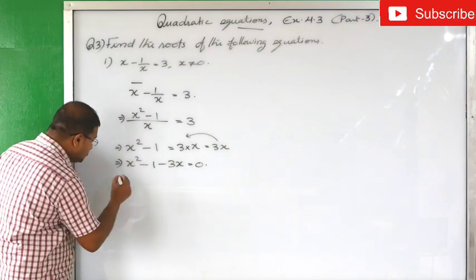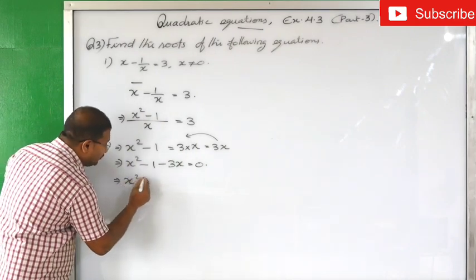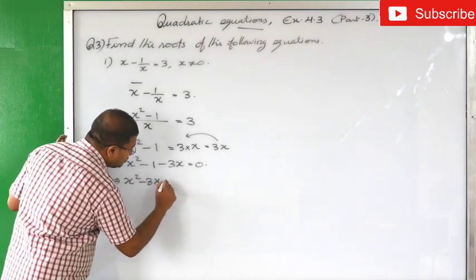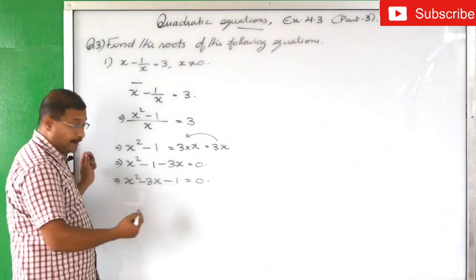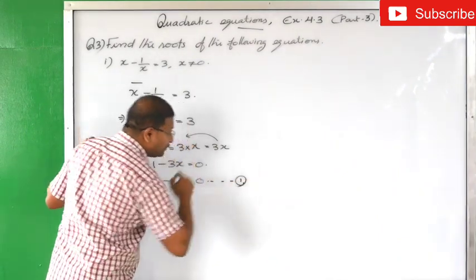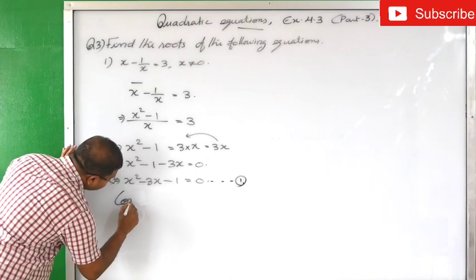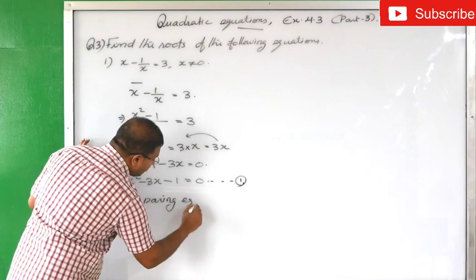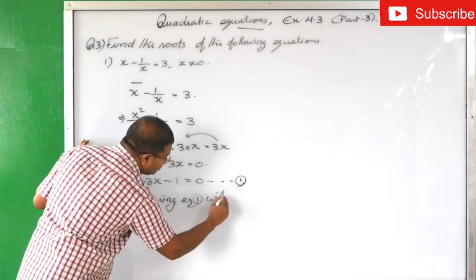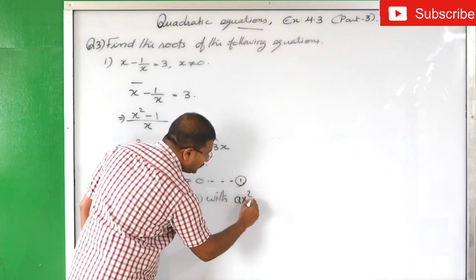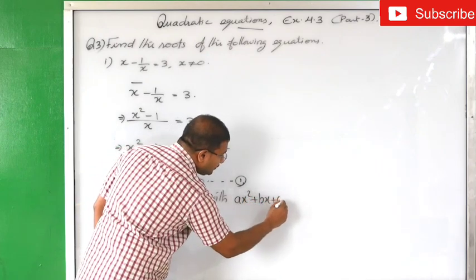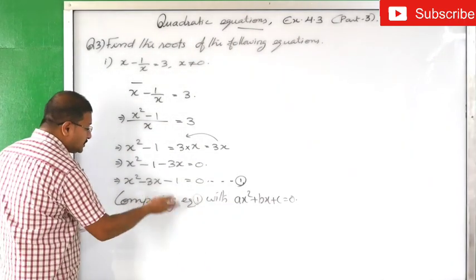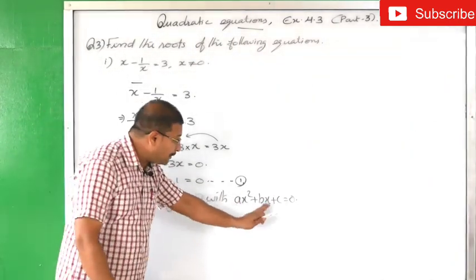So we can arrange once. That implies x square, after that x will write next. What is that? Minus 3x. Then last minus 1 equal to 0. Ready? After that we will write equation number 1. After that, comparing equation 1 with ax square plus bx plus c equal to 0. This is the general equation for quadratic equation, isn't it? So comparing this equation 1 with ax square plus bx plus c.